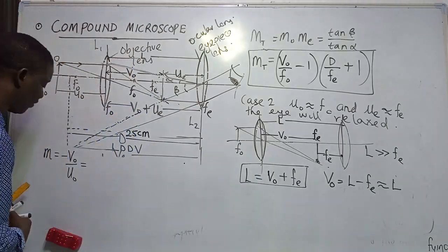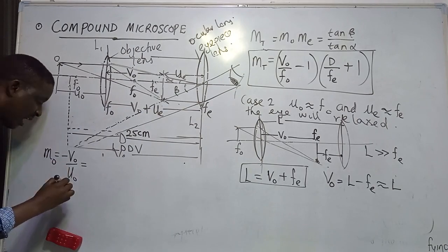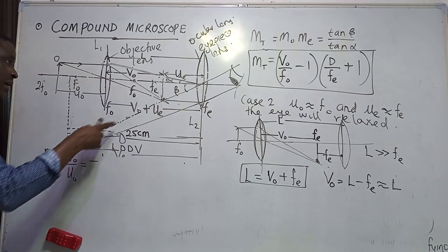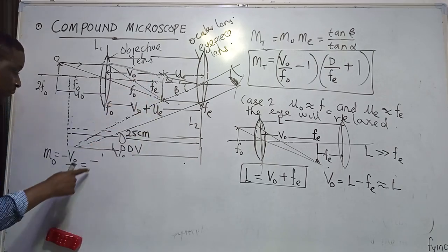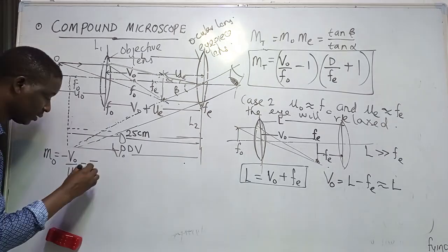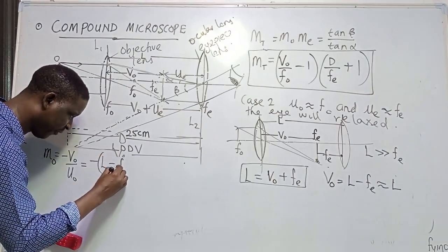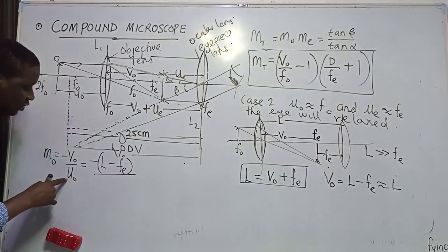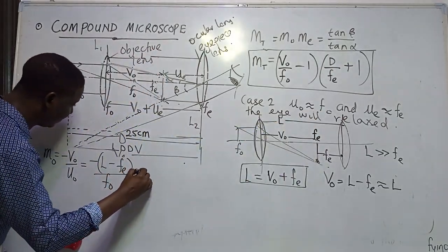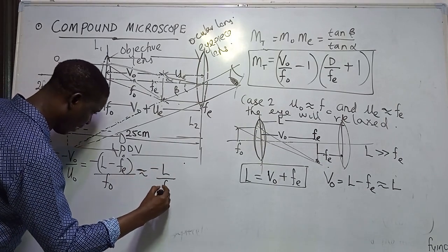Fe, focal length of the eyepiece lens. Now, what will happen is that the magnification of the objective lens takes a new shape, which is minus. I told you why minus is there: because it gives us an inverted image. Anytime you have an inverted image, it is negative. So minus L over Fe, where the object distance is now F naught. Then this will approximately equal minus L over F naught.